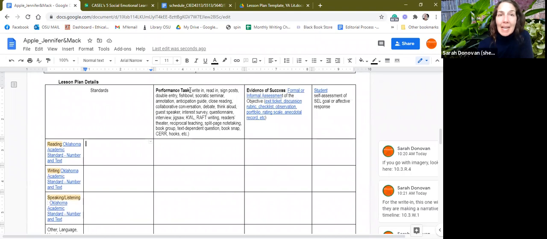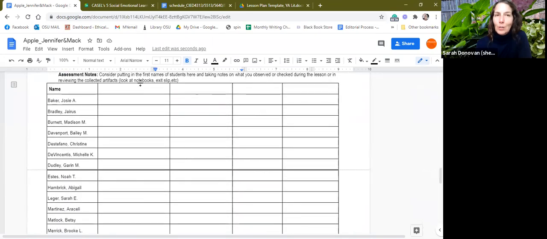Their performance task, just again, what are they going to do? Is it the write-in? Is it a close reading? Are they going to do a survey? Are they going to do a questionnaire? Are they going to do a double entry? Are they going to do a gallery walk? Are they going to do Jamboard? Are they going to do columns? This is what they are going to do that you're going to look at, and whatever they're going to do is what you're going to put down here, right? Okay.